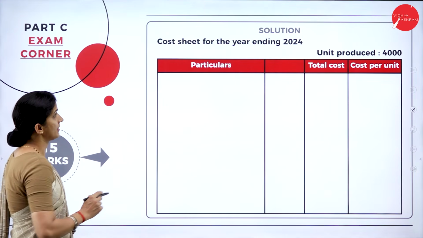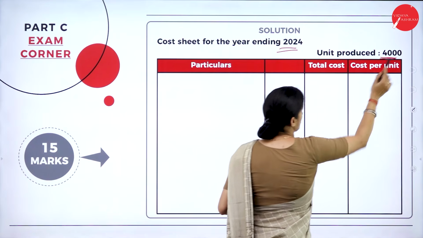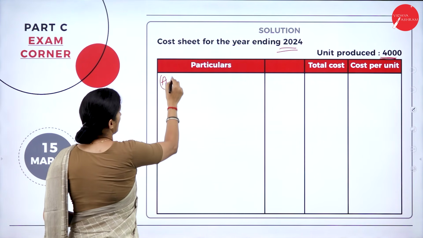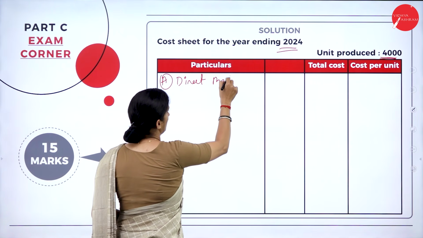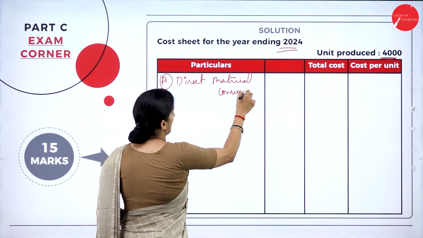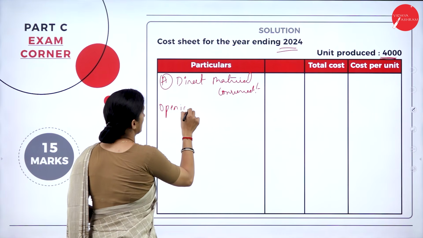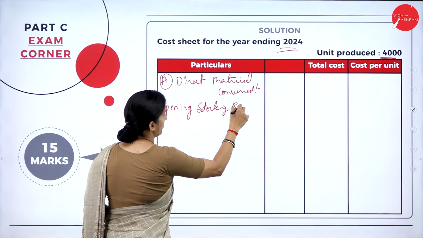So see the solution part. The cost sheet for the year ending 2024, number of units produced is 4,000. The first element in your cost sheet is direct material consumed. For direct material consumed, we will take opening stock of raw material.